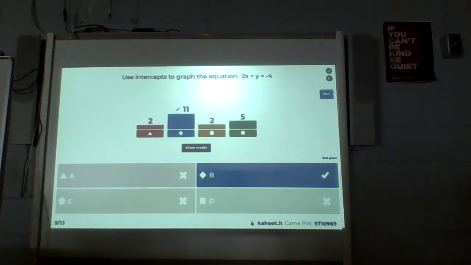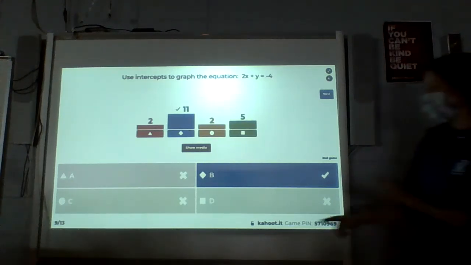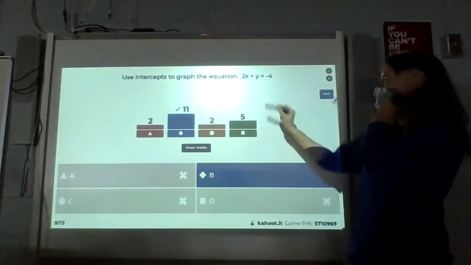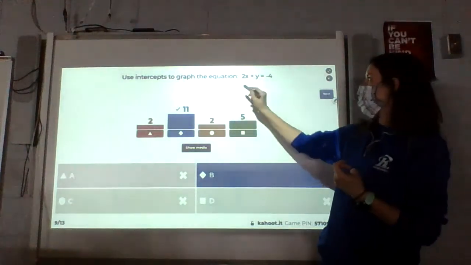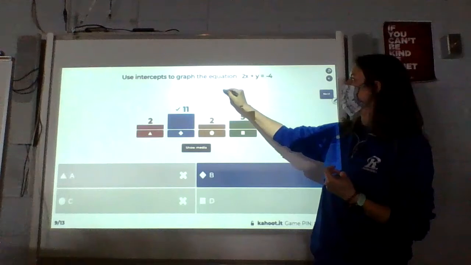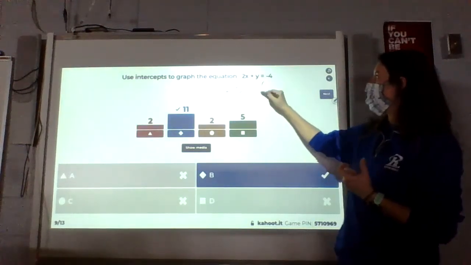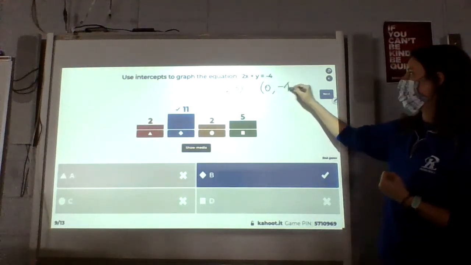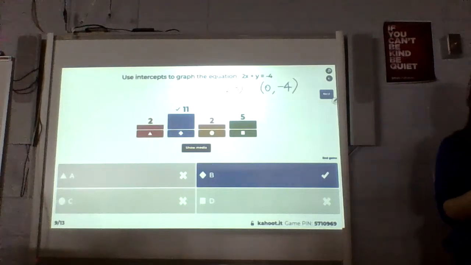Alright guys, so let's talk about this one. This didn't need to be as bad. I know you guys wanted to complain about it. But if I figure out each of the intercepts, I would figure out that the x-intercept is negative 2, 0, and I figure out the y-intercept is 0, negative 4. So I know they're both negative.